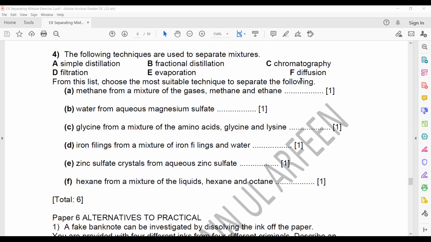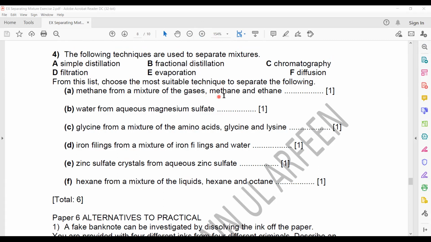In question 4, the following techniques are used to separate the mixture. You don't have to write the name, you have to use a letter. If you select simple distillation, write letter A. If you select fractional distillation, write letter B. If you use chromatography, write letter C. If you use filtration, write D. Evaporation, write E. And for diffusion, write F.